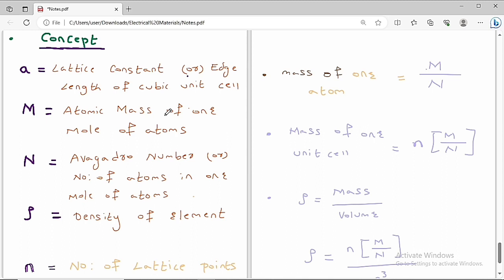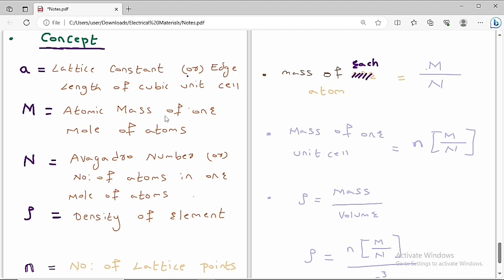Then what is the relation? M is equal to N into the mass of each atom. Here I can write each atom, or one atom, anything is correct. So mass of each atom is nothing but capital M by capital N. So mass of each atom is equal to capital M by capital N.